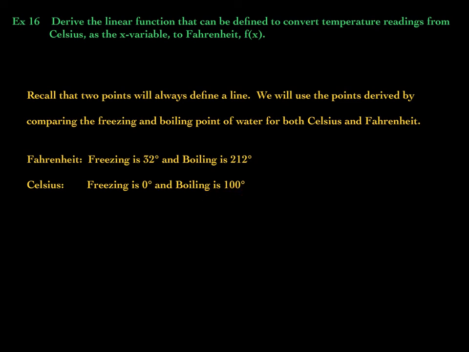Look at this problem. It says: derive the linear function that can be defined to convert temperature readings from, watch this, Celsius, right here, as the x variable. So Celsius degrees represents your x value, and Fahrenheit represents f of x, or y. Remember, f of x just represents y. So then what I'm trying to get you to see is that this information here gives us a set of points. For freezing, you would have 0 degrees, comma, 32 degrees.